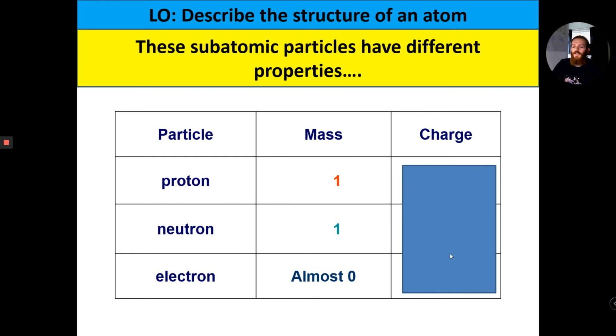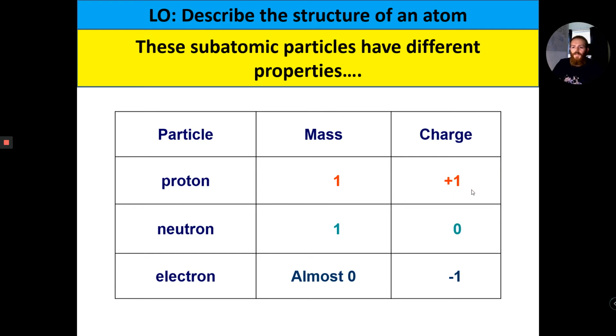Let's have a look at the charges. And by charge, I mean, is it positive? Is it negative? What's going on? So a proton has a +1 charge, as in it's positive by 1. A neutron has no charge at all. It's completely neutral. And then an electron is -1. It's got a -1 charge.